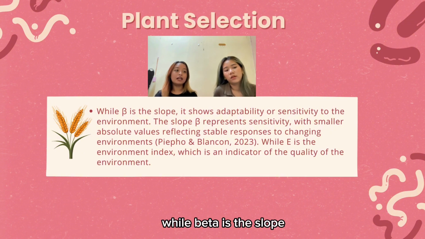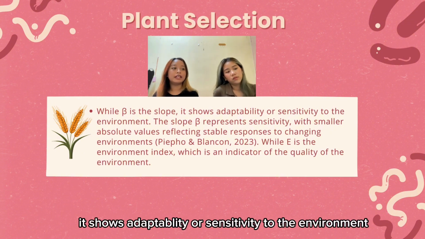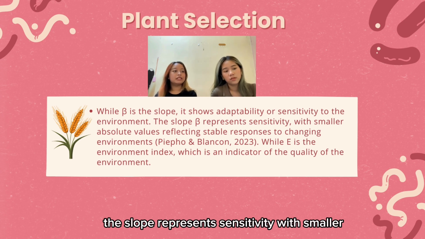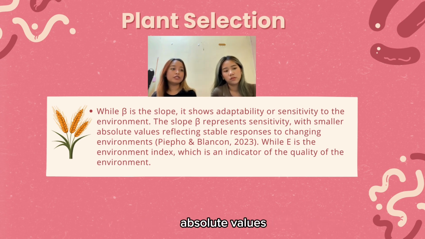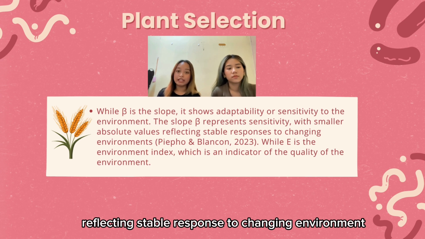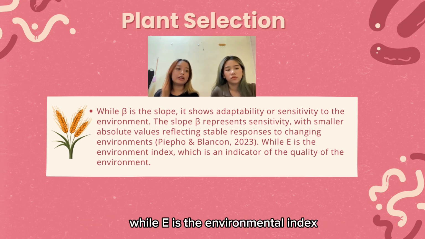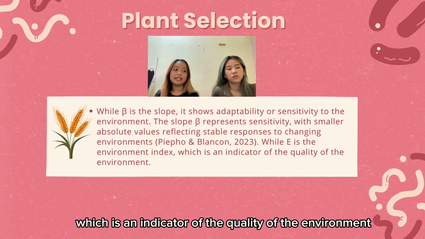While beta is the slope, it shows adaptability or sensitivity to the environment. The slope represents sensitivity, with smaller absolute values reflecting a stable response to changing environments. While E is the environmental index, which is an indicator of the quality of the environment.